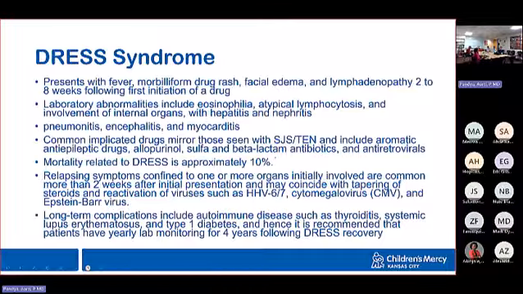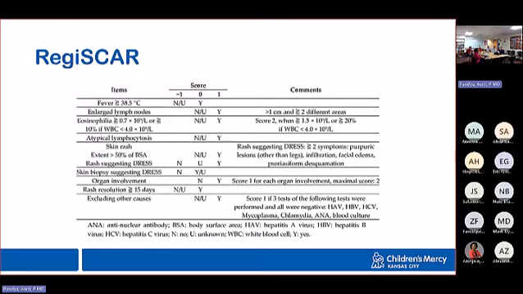Mortality for this one is higher. It's at about 10%. So that's something for us to take into consideration when we're promptly recognizing these patients and intervening on these patients. Relapsing symptoms are confined to one or more organs involved and are common more than 2 weeks after, and then can again coincide with some of these infections here. And then long-term complications of having DRESS syndrome do include autoimmune disease development, development of systemic lupus, type 1 diabetes. So it's recommended that patients have yearly lab monitoring for about 4 years after DRESS syndrome recovery. RegiSCAR is an important scoring system that can help determine the probability of having DRESS syndrome.